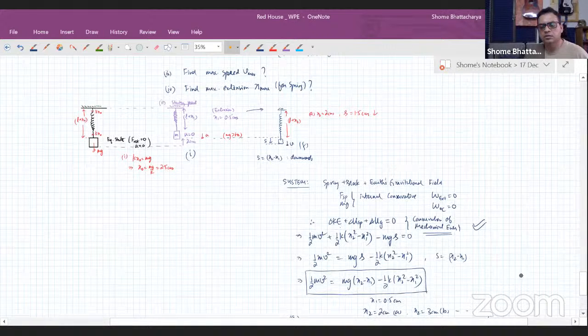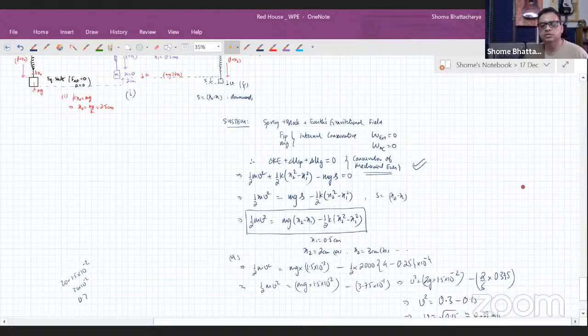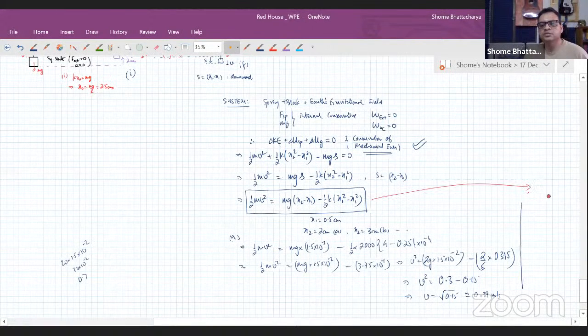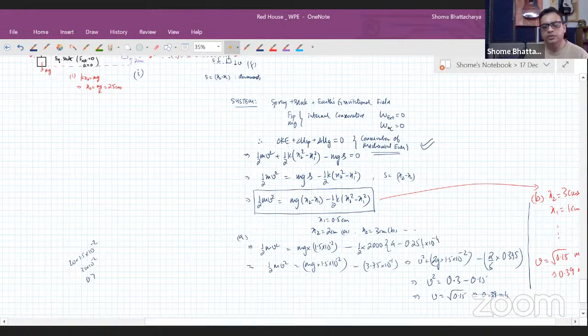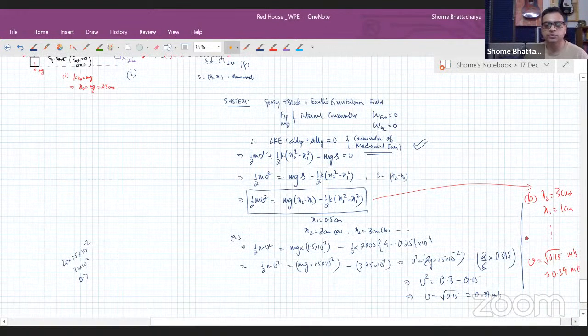So in the B part, you will again substitute in this formula only, but you will substitute x2 this time as 3 centimeters, whereas x1 was 1 centimeter only. Rest all the things are same. You will interestingly get v as the same thing, square root of 0.15. And I'll explain why it has to be the same when we discuss the whole motion in more detail. But just take down this calculation also and double check my calculation once. You can do the B part later.